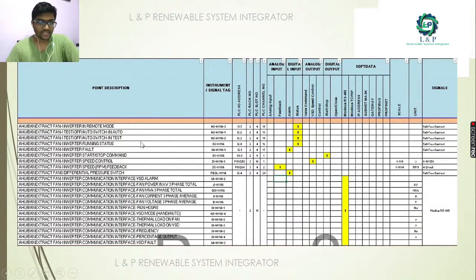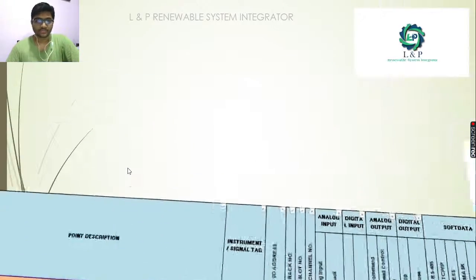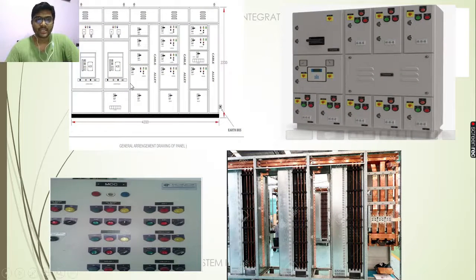These are the same signals which we saw for the supply fan, for the exhaust. As I told earlier, whatever signals we saw here, we can see in the MCC, the motor control circuits. These are the lights, switches, and selector switches.